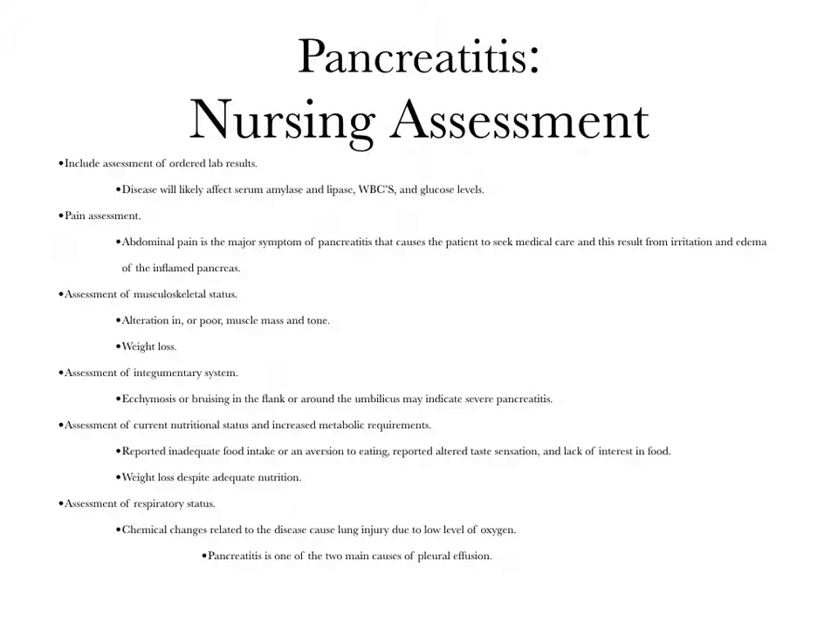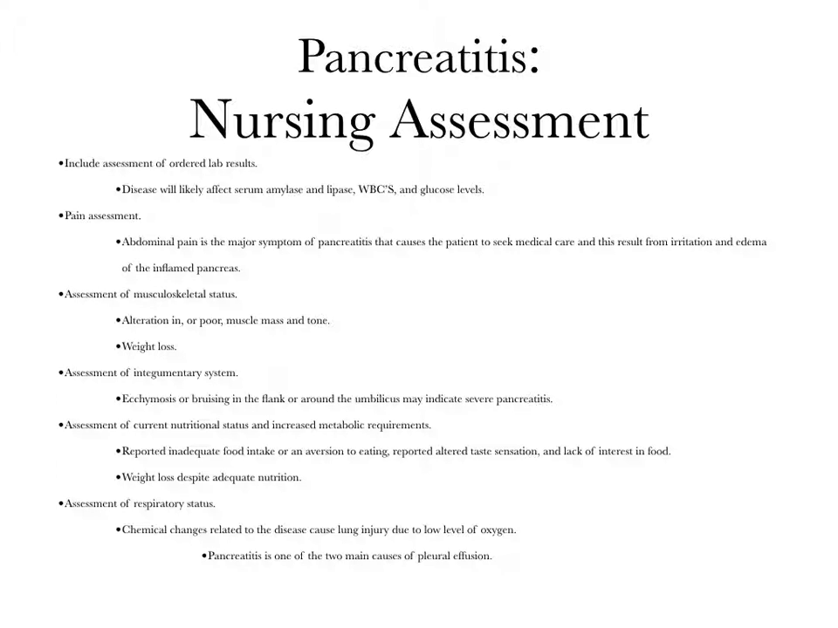When forming a nursing assessment for pancreatitis, you're going to do a pain assessment. The abdominal pain is a major symptom. You're going to assess the musculoskeletal status, especially in regards to weight and muscle tone and mass, and the integumentary system for bruising and redness. You're going to evaluate the nutritional status of your patient and any increased metabolic requirements.